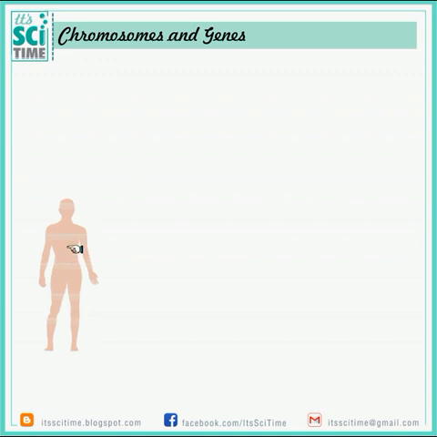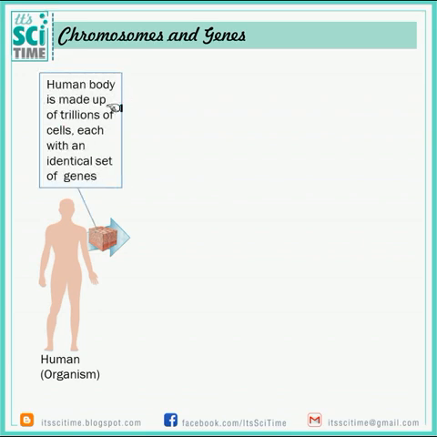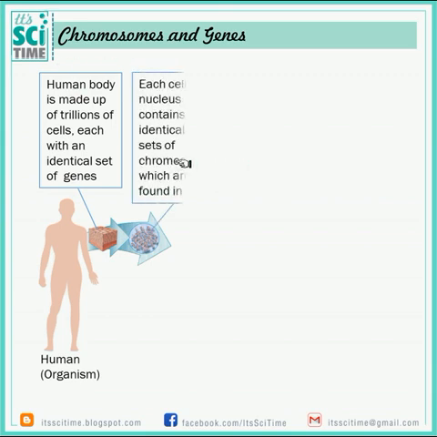Human beings are organisms made of trillions of cells, and they have identical sets of genes. Now, what genes are, and the chromosomes. The nucleus of each cell contains an identical 23 sets of chromosomes. If we take one cell of our body, it has 23 sets of chromosomes, 23 times 2, that means 46 chromosomes in each cell of our body. And they are always found as pairs.